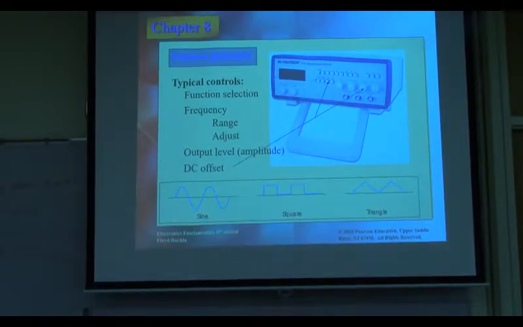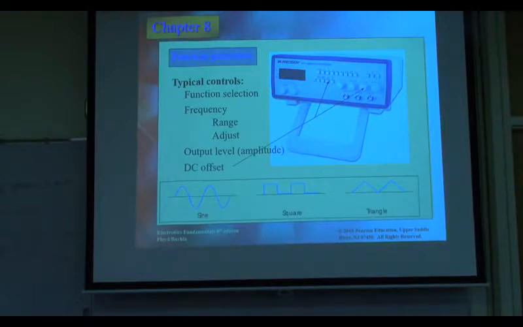Alright, so this button controls the DC offset. And if you change this one, you will see the waveform go up or go down.